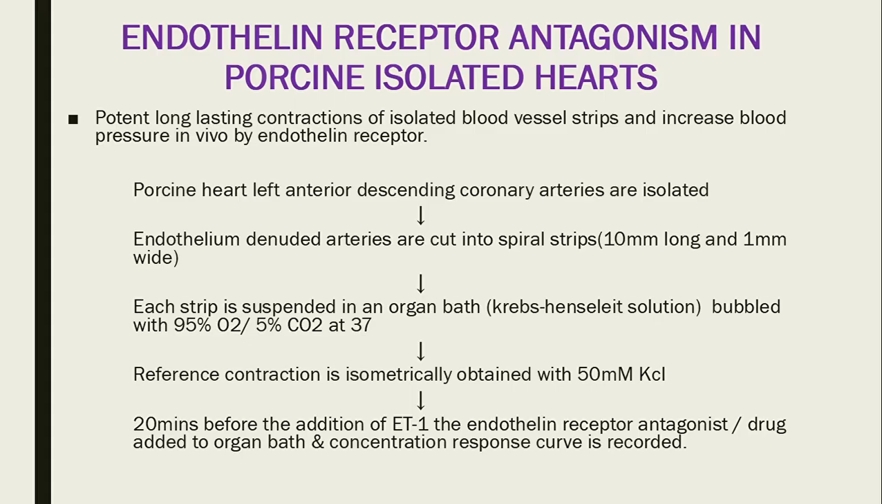Then each strip is suspended in an organ bath containing Krebs-Henseleit solution bubbled with 95% O2 and 5% CO2, carbon dioxide, at 37 degrees Celsius. The reference contraction is isometrically obtained with 50 millimolar KCl, potassium chloride. Then 20 minutes before the addition of ET-1, that is endothelin 1, the endothelin receptor antagonist drug is added to the organ bath and a concentration response curve is recorded.